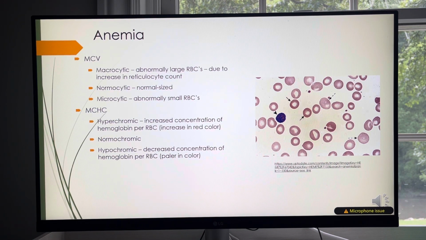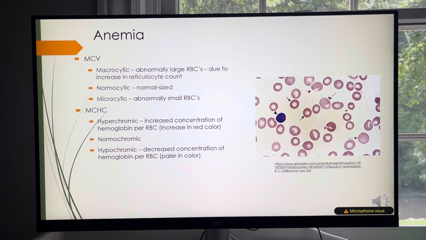Then look at the MCHC. How concentrated is the red blood cell with hemoglobin? So if it's hyperchromic, if the MCHC is elevated, it's going to be very, very red. It's going to be packed full with hemoglobin. Normochromic is just normal, and hypochromic is going to be pale in color. There's not much hemoglobin in the average red blood cell.